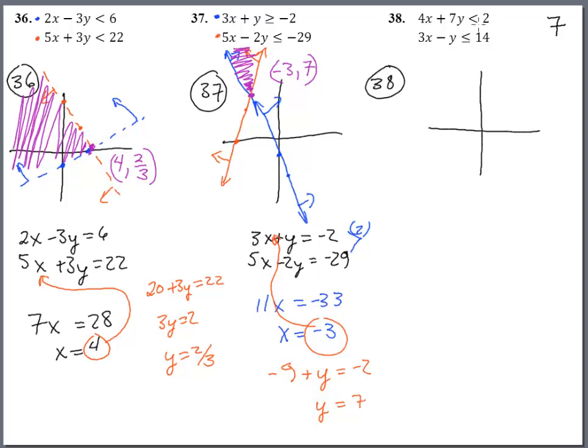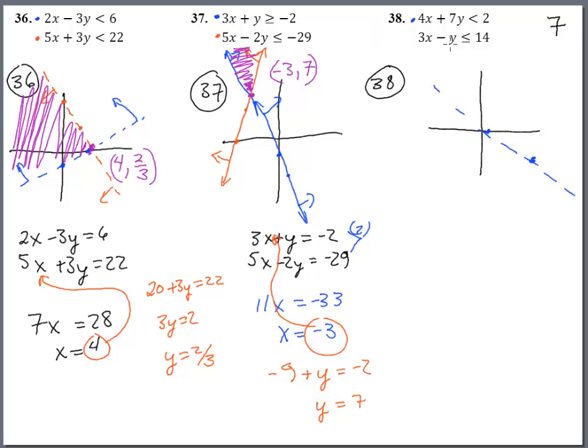4x plus 7y is less than 2. I'm going to do the x-intercept, let y be 0 to get a point. We get x equals 1/2. Get my right color here. So x is 1/2, right about in there. And the slope is negative 4/7. And this is a dashed line.